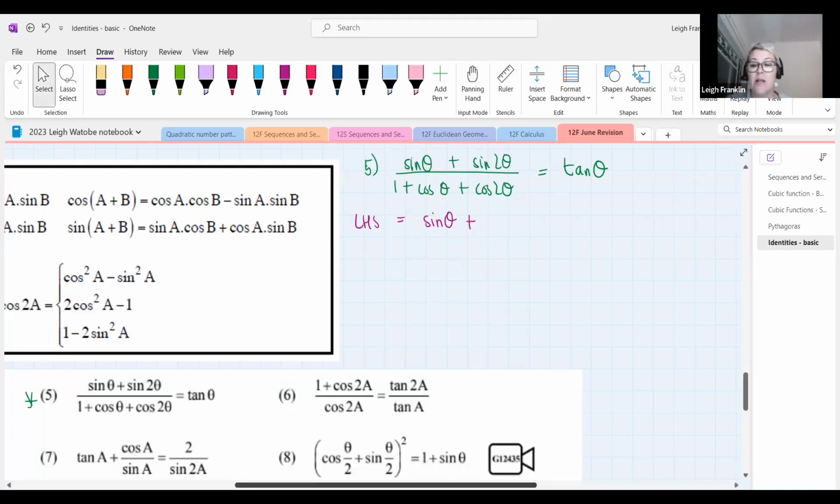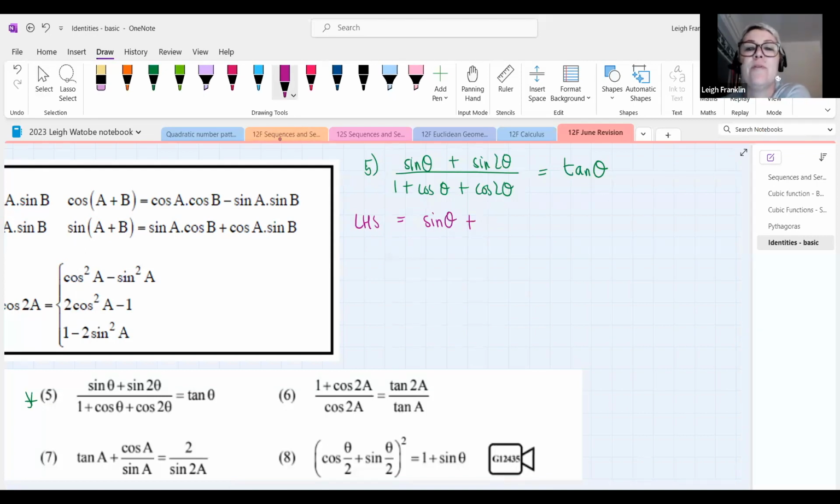So either in the chat or if you want to unmute. What am I going to do with sine 2 theta? Don't we, because the sine 2 theta is an identity, we must make it 2 sine theta times cos theta.